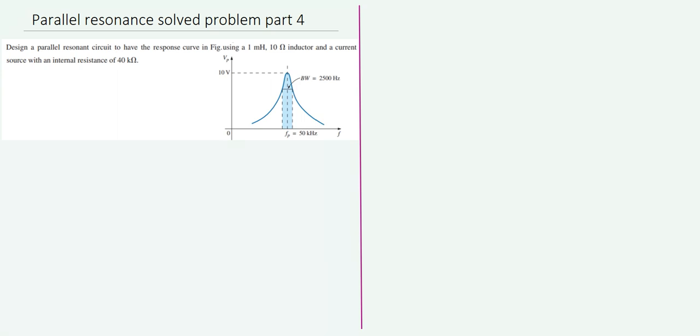Hello viewers. In this video we are going to see how to design a parallel resonant circuit for the given specifications. Here you see this: design a parallel resonant circuit to have the response curve in the figure using a 1 millihenry, 10 ohm inductor and a current source with an internal resistance of 40 kilo ohm. So this is the spec they have given.